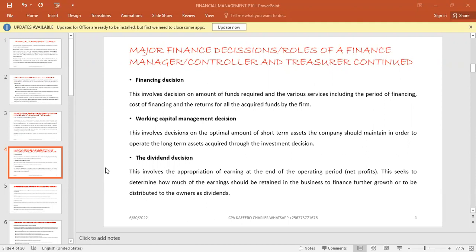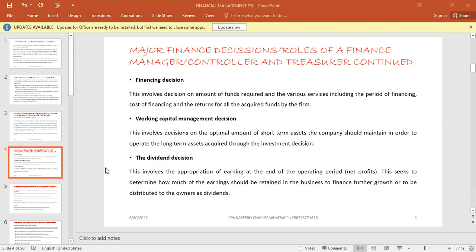And we are saying this involves an optimal amount of short-term assets the company should maintain in order to operate the long-term assets. These short-term assets may include the debtors. We may be having even the cash we have, so that we can implement the long-term assets we acquired in the investment decision, make sure that we produce everything as we wanted.